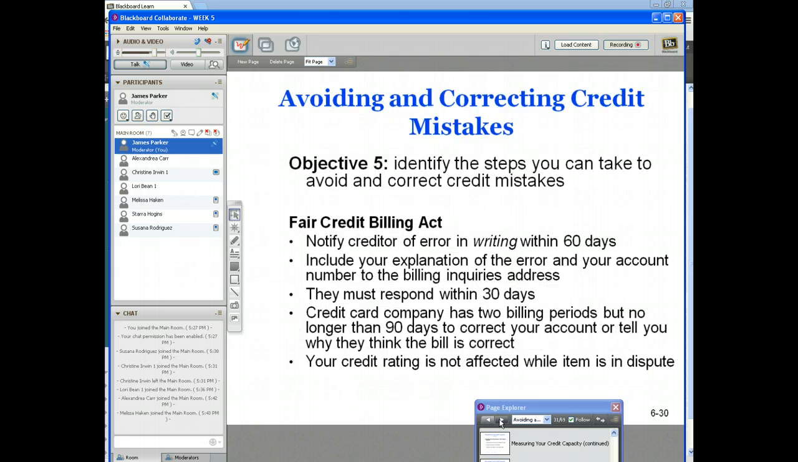Fair Credit Reporting Act. Notify the creditor within 60 days. Explain your explanation. So you can see there's a lot of legalese in here, but there's a lot of deadlines as well. So if you act promptly, your credit rating is not affected while the item's in dispute, and the rest of it works.